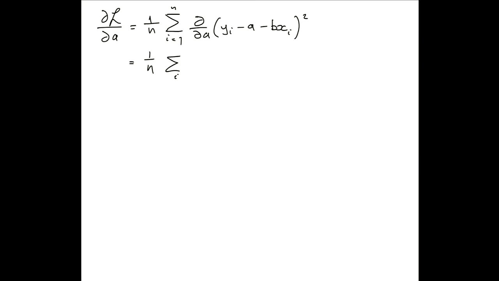Okay, so it's squared, so we have a 2, then the expression, and then we need to take the derivative of the expression inside, yi minus a minus bxi. Okay, any suggestions as to what we need to do here, or what we need to get for this?